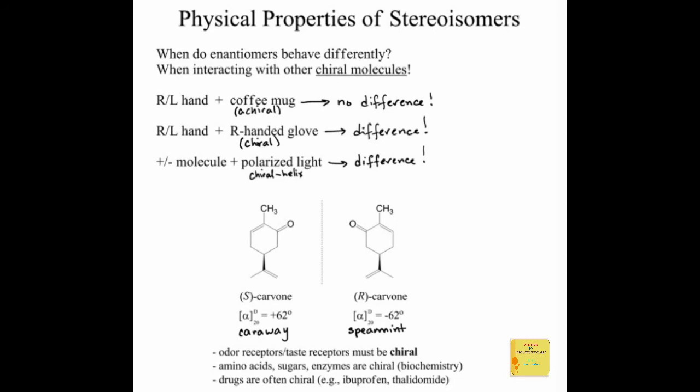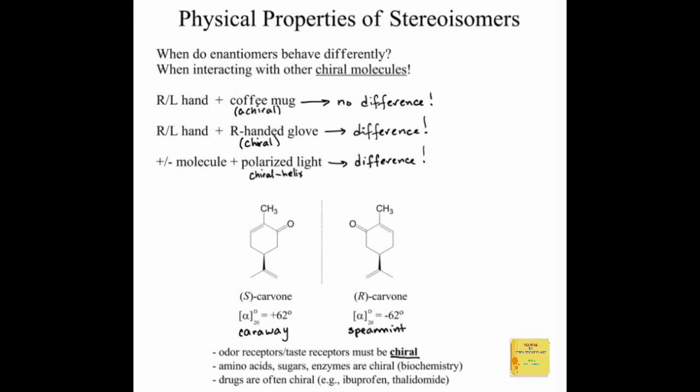So what does that tell you about the receptors that must be in our noses and in our mouths? They must be chiral. So our odor receptors and our taste receptors must be chiral in that they can distinguish between enantiomers. One enantiomer, if we have an odor receptor here, is going to fit differently than another enantiomer, and that's going to send different signals to our brain, and we're going to interpret that differently as a different odor or different smell.